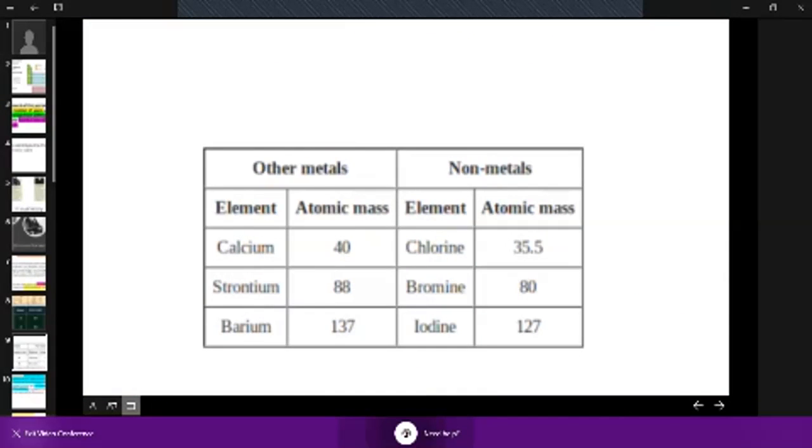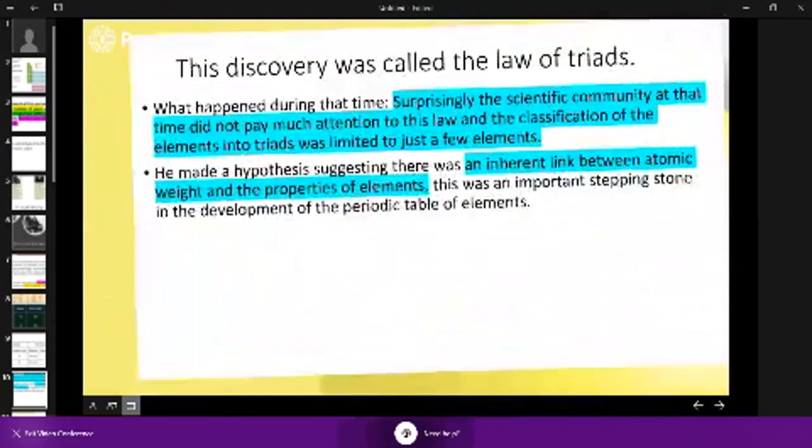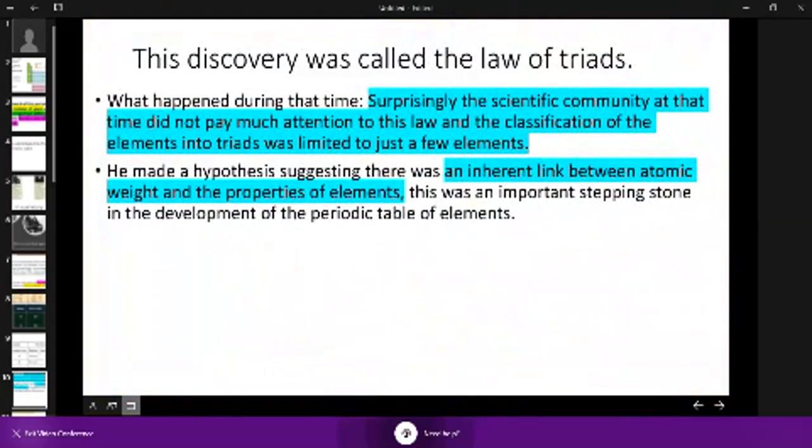So what do you have to say? The guy was right. So that was in his year and was accepted. I want to tell you that, surprisingly, the scientific community at that time did not pay much attention to this law. The classification of elements into triads was limited to just a few elements. So sometimes scientists can let you down.